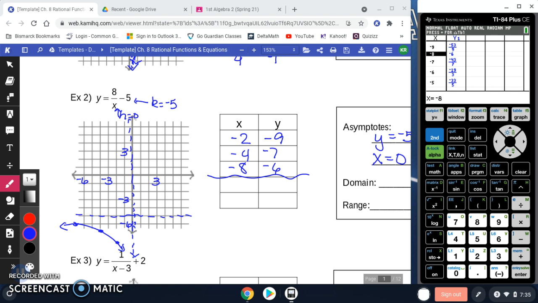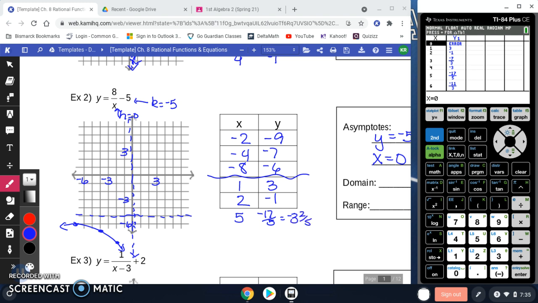So on the right side, let's look for some positive values. Okay, 1 is 3, that's going to be easy enough. 2 is -1. Okay, let's go. 5 is -17/5. That's going to be -3 and 2/5.